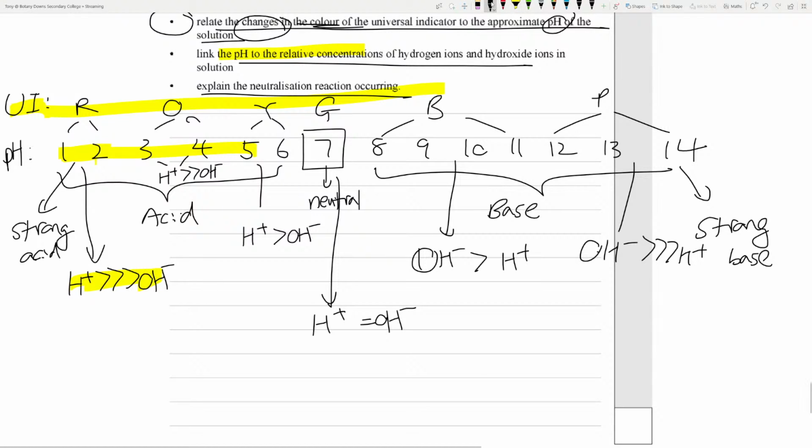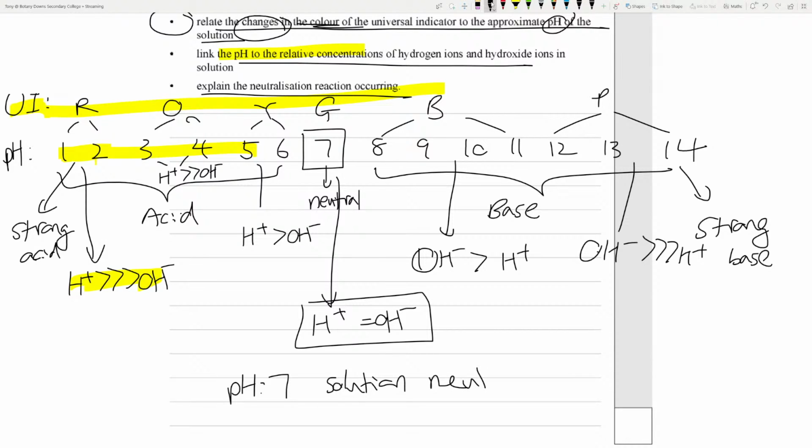And then for the neutralization part, this is neutral, you just need to understand that at pH 7 the solution is neutral. Why is that? Because you have equal concentration of these, and you also have neutral salt and water. Because what is neutralization? Neutralization is when you have the acid and base balancing each other out, and then you produce salt and water.